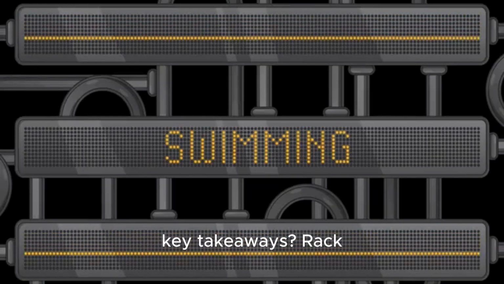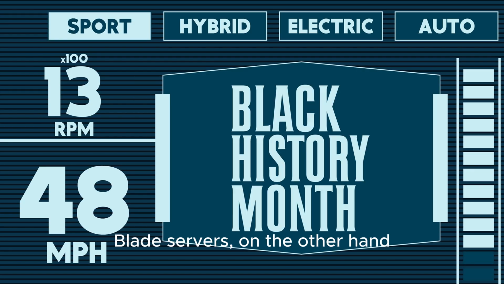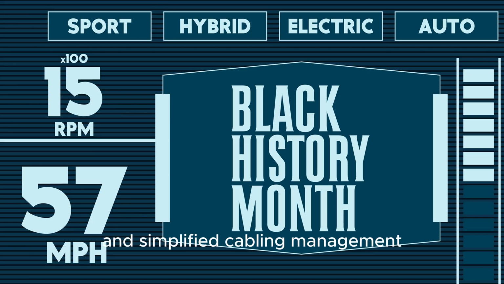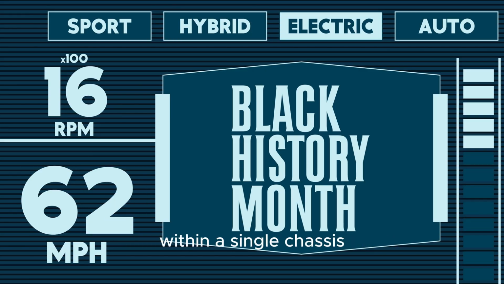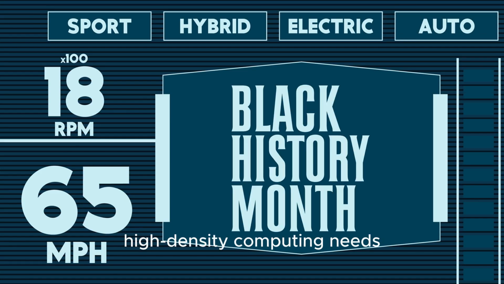So, what are the key takeaways? Rack servers offer fantastic flexibility, easier individual component upgrades, and are great for diverse workloads or smaller scale operations. Blade servers, on the other hand, deliver incredible density, power efficiency, and simplified cabling management within a single chassis, making them a go-to for large-scale, high-density computing needs.